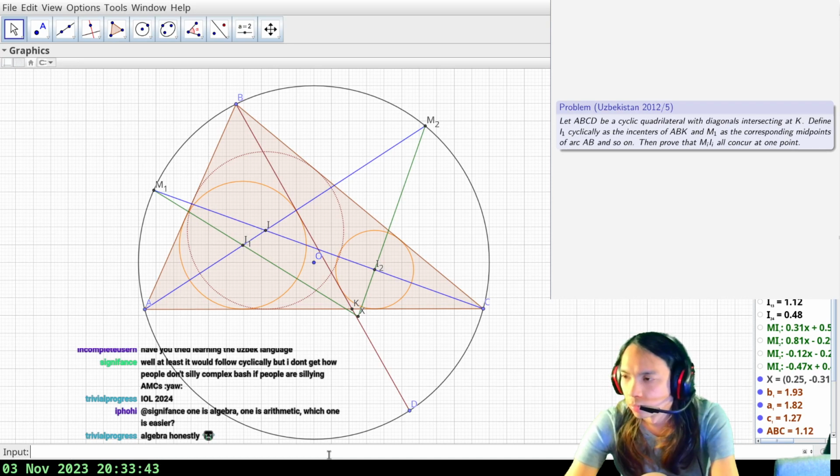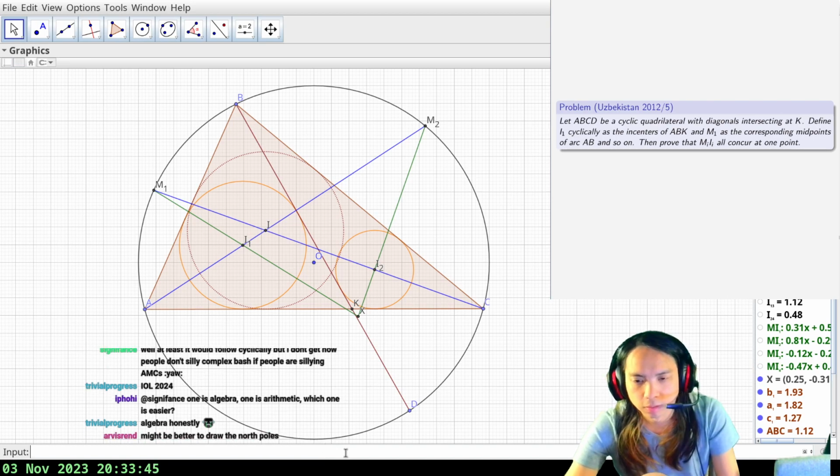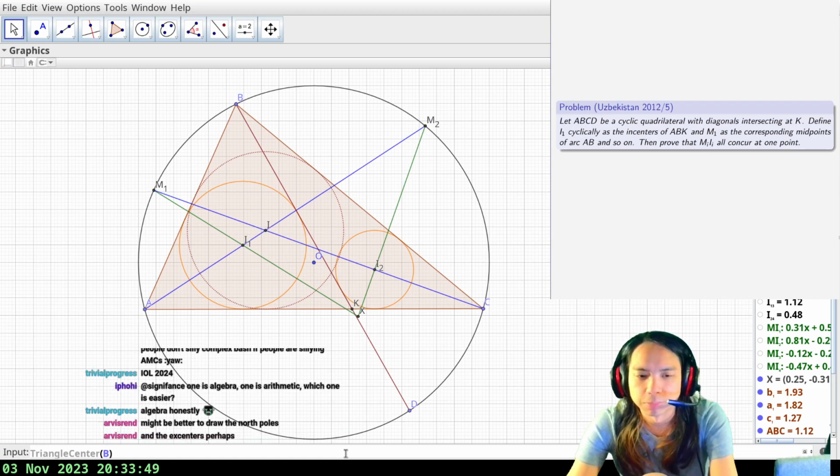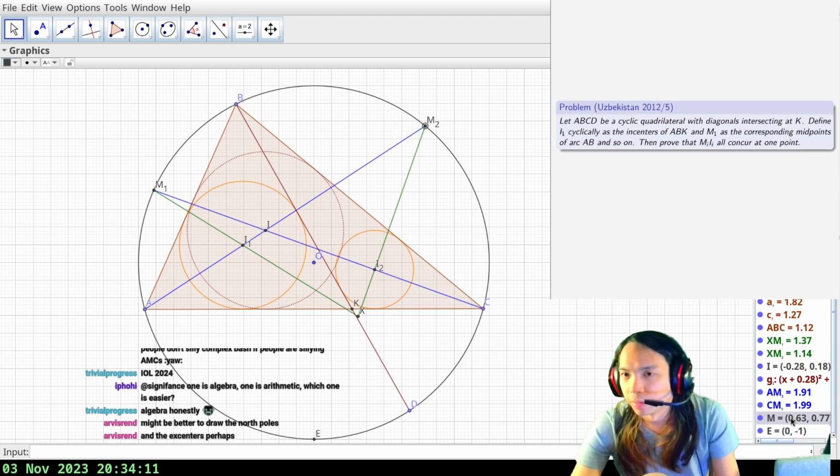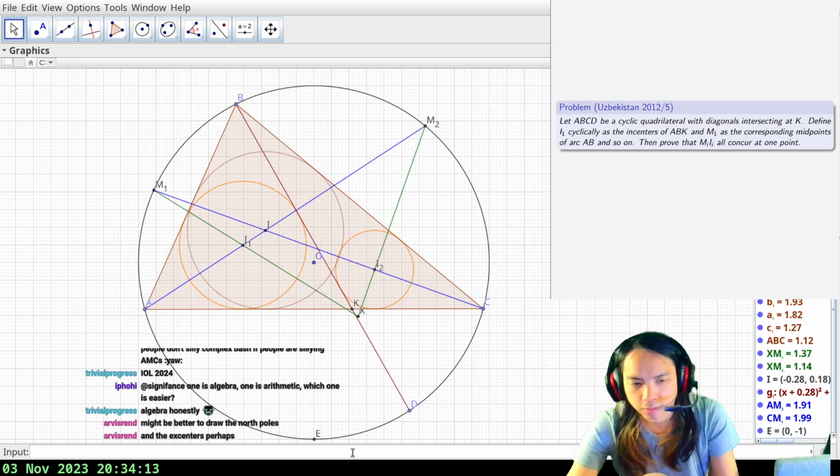Wait, huh? Where'd he go? Oh, it's AIC. The indexing's gonna get me every time. Okay, apparently I already named them something. Oh, I see.